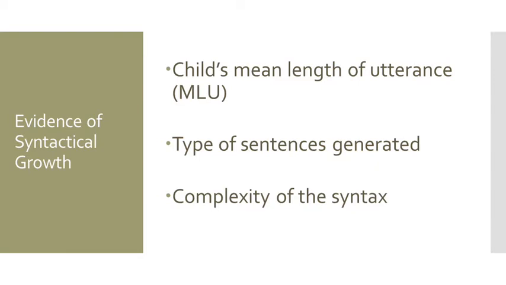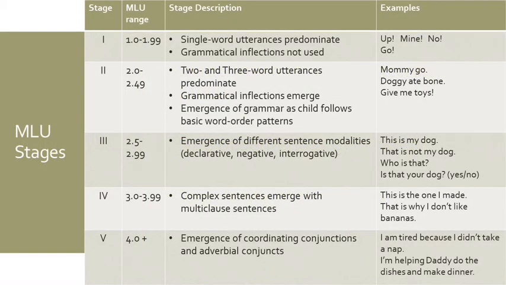Second, children also use more diverse types of sentences such as declaratives, negatives, and interrogatives more fluently. Third, their utterances become more grammatically complex. So we will talk more about how MLU accounts for children's syntactical development in the next slide. Mean length of utterance provides a simple proxy for estimating the syntactic complexity of children's utterances, at least in the first 5 years of development.